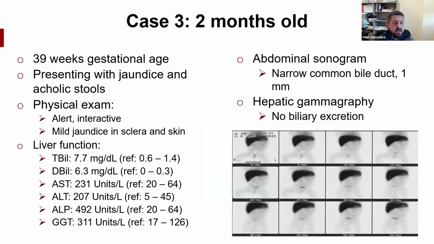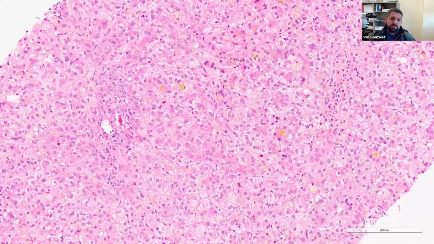In the third case, 39 weeks gestational age, jaundice, acholic stools, a similar kind of presentation. Looking at GGT, it is kind of high, not super high. You have a narrow common bile duct, hepatic angiography with no biliary excretion. So all of these are really red flags for biliary atresia. So before they went ahead and did a cholangiogram, they did a biopsy.